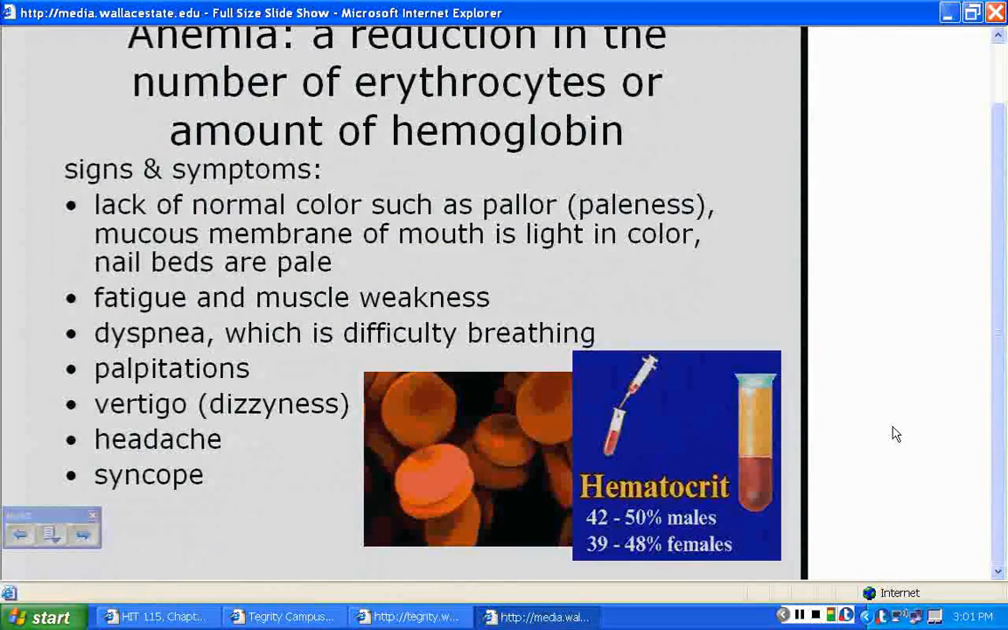Signs and symptoms. Lack of normal color. The person will appear very pale. Mucous membranes will be very light in color. The nail beds will be very pale. Fatigue, muscle weakness, dyspnea. They'll have palpitations and vertigo or dizziness, headache, syncope, fainting. All of these are signs and symptoms of anemia, or the person may have a slight anemia where they're really asymptomatic.